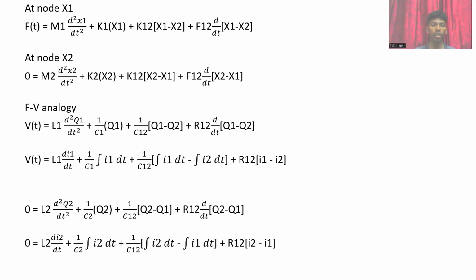And then q1 is equal to the integration of I1 dt. So here q1 is replaced with the integration of I1 dt. And just like that, we have replaced all the other charges, and then dq1 by dt also, because dq1 by dt is equal to I1. So we are replacing dq1 by dt with I1 and then dq2 by dt with I2.